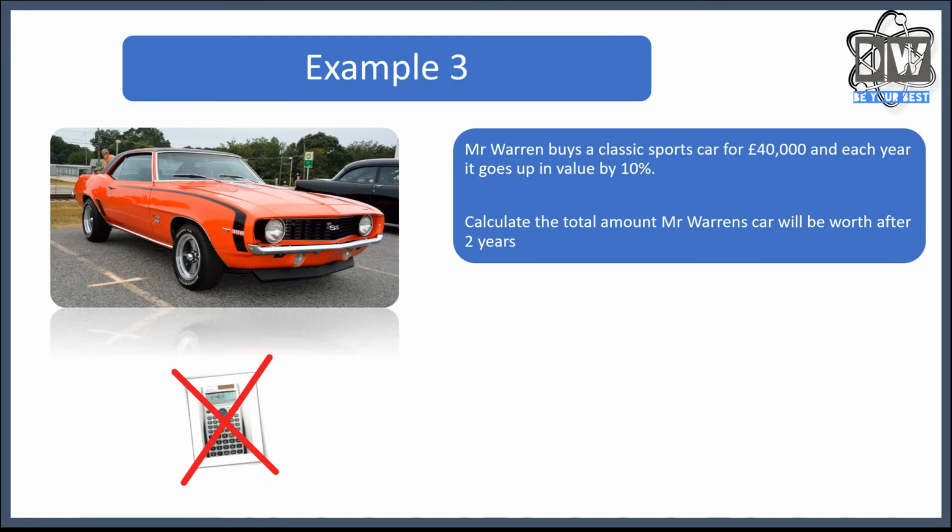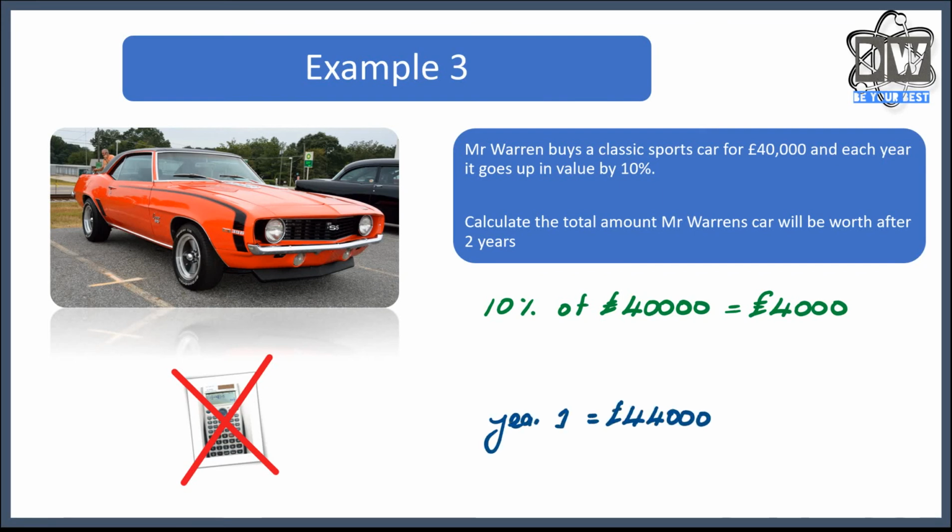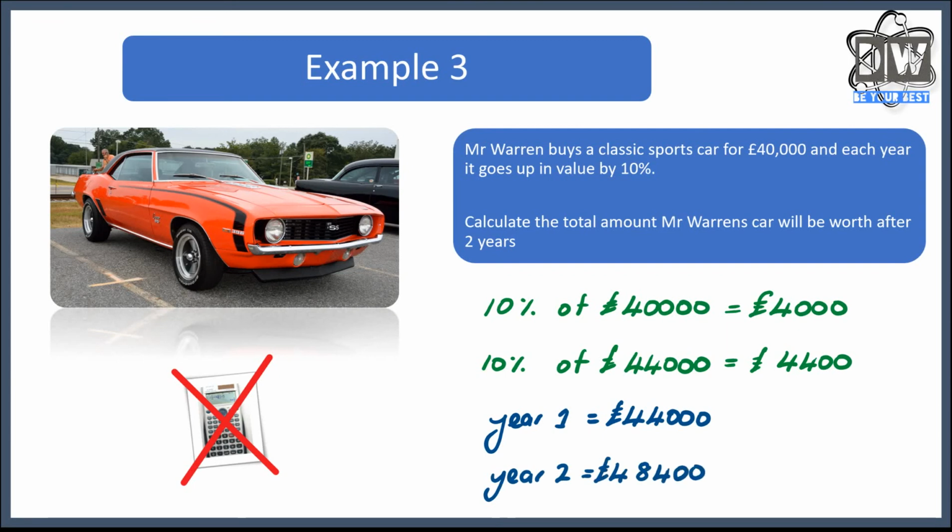So the first thing you're going to do, you're going to find out what 10% of £40,000 is. So 10% of £40,000 was £4,000. So at the end of year one, that car is going to be worth £44,000. Now we're going to find out what 10% of £44,000 is. And guess what? It's £4,400. And we're going to add that £4,400 to our £44,000. At the end of year two, the car is worth £48,400. Amazing, isn't it? Amazing.